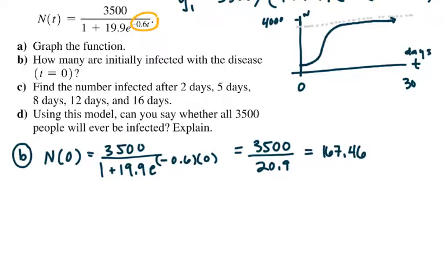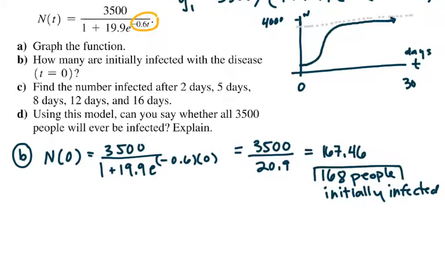So what this tells us is that on the very first day when this disease was exposed to the public, on the initial day, 168 people were initially infected. And even though mathematically we should round that to 167, I'm going to round up because you can't have part of a person infected.